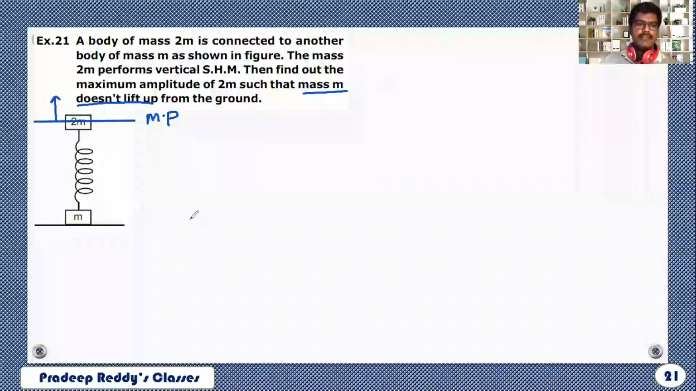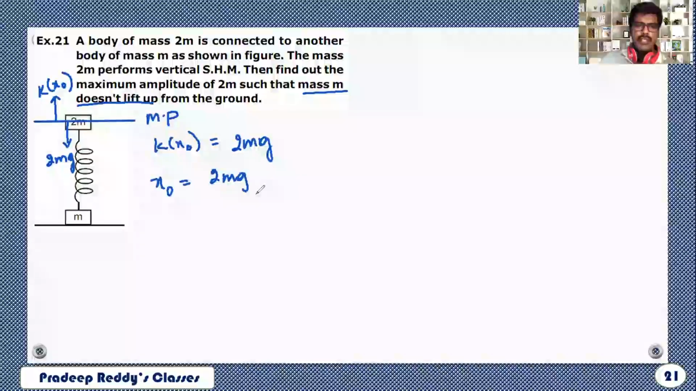Now, first let us find the equilibrium position of this mass. Equilibrium position means, as gravitational force acts in the downward direction, gravitational force is 2m into g, and that will be exactly balanced by the spring force acting in the upward direction, and the spring's equilibrium distance I am considering as x naught. Therefore I can write k into x naught is equal to 2mg. From here, x naught is equal to 2mg divided by k. Let me take this as equation number 1.